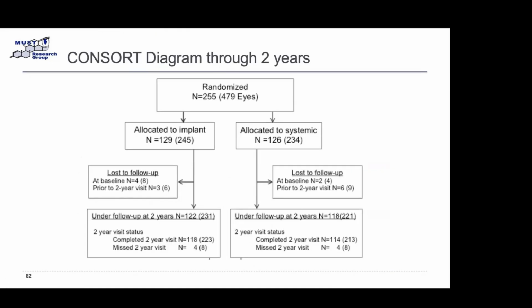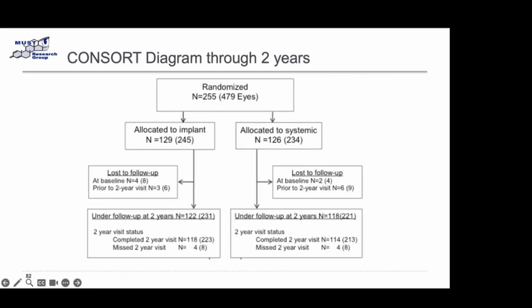So 255 patients with 479 uveitic eyes were randomized, and the eyes were treated with implant if allocated to implant, or the patient treated with systemic therapy if allocated to systemic therapy. So if there are two eyes, it would be two implants. And we had pretty low loss to follow-up by the 2-year time point, with more than 90% still under follow-up.